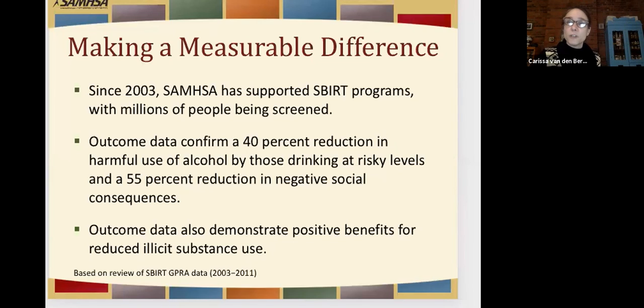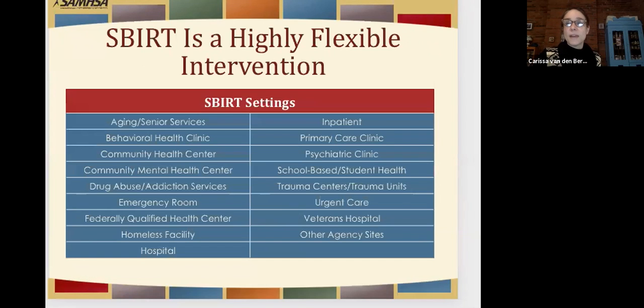When SBIRT is fully implemented in health systems, it leads to a 40% reduction in harmful use of alcohol by those drinking at risky levels, and a 55% reduction in negative social consequences. So it can be powerful. Issue is people need to use it on a system-wide basis, and they have to use it consistently. Again, these are some of the clinics that it's been tested and it works. A lot of this has come out in like 2011, 2012. So there's even more places where SBIRT is used and can be used.